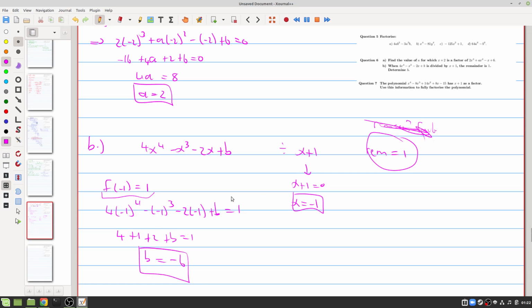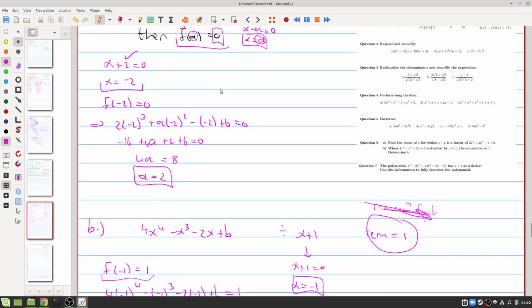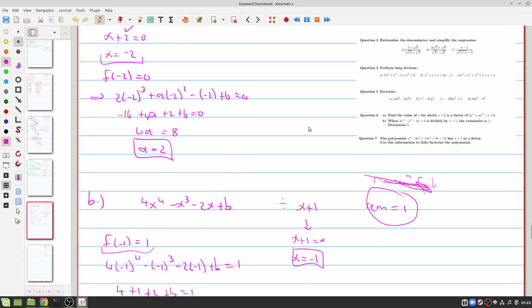Okay, and maybe do yourself a favor and test this with long division. It might be easier for the first one to just do the long division and figure out what a is from there. But this is obviously the quicker way, just using the factor and remainder theorem.